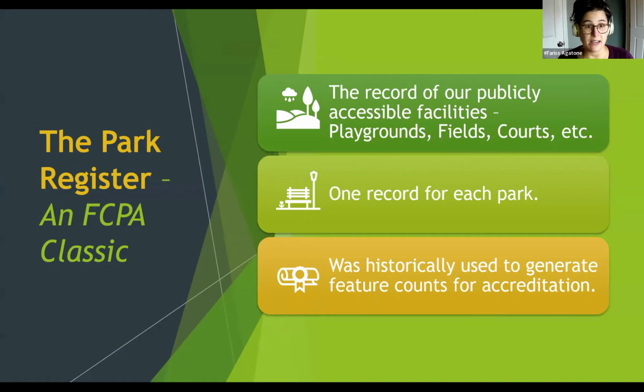In years past, like I've said, we've had this for decades. We've had a single record for each park. It started as an Excel document, and then it migrated to an Access table. So for all 400 plus of our parks, there was only one record for each, which meant that all of the attribution about the playground, all the attribution about the field was in one record, which was a lot to manage. Historically, we've also used that table to generate feature counts for accreditation. The Park Authority is a CAPRA accredited organization.